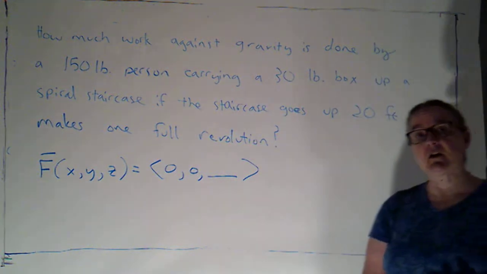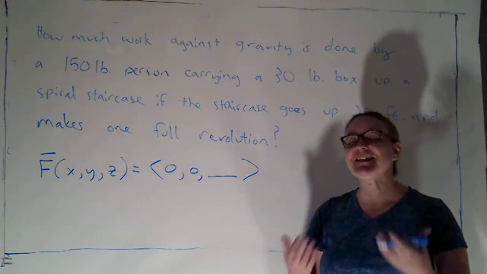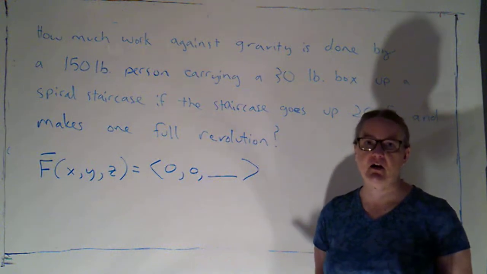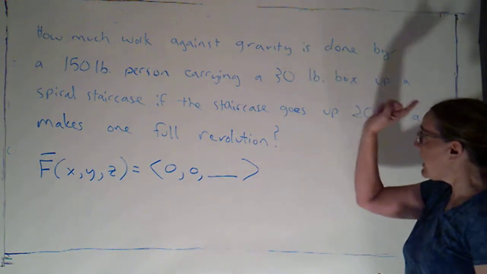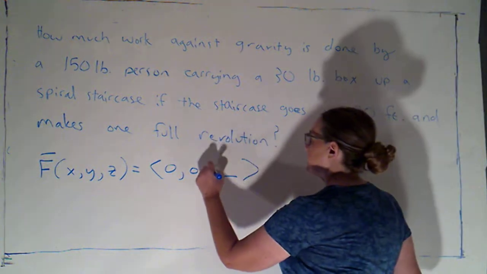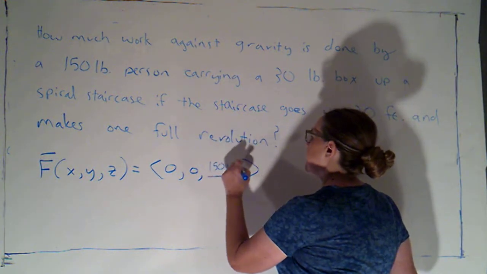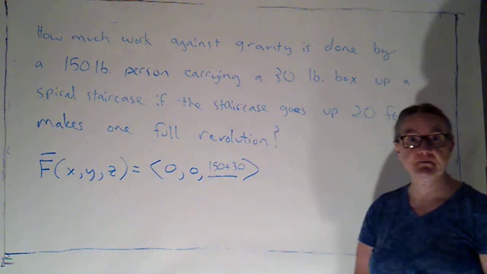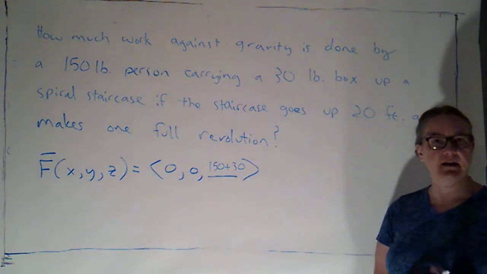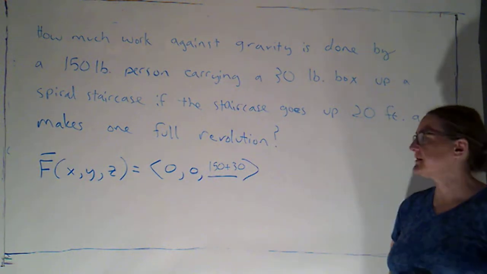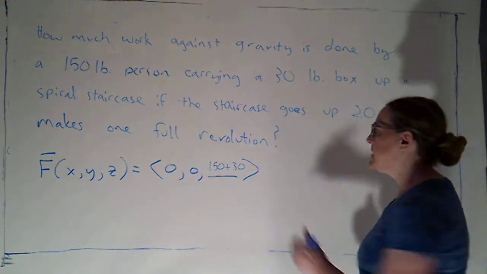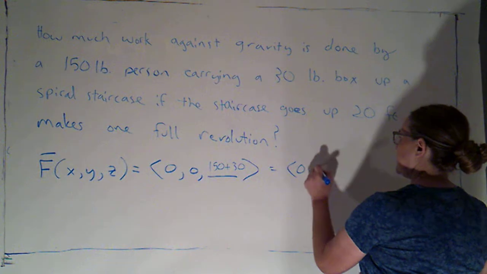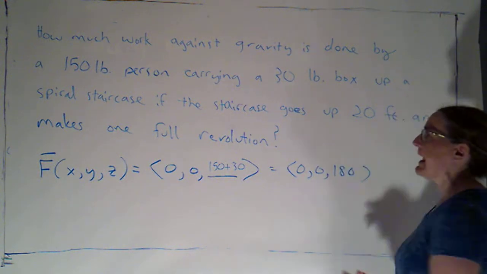And, important to know, the force to lift an object is just the weight of that object. So, this person is carrying him or herself and the 30-pound box, so this is going to be 150 plus 30. I would remind you, if needed on an exam, that the force necessary to lift an object is just the weight of the object. So that is 0, 0, 180.